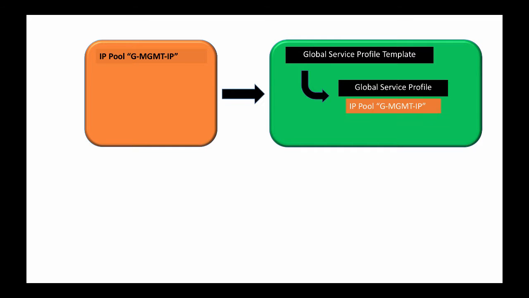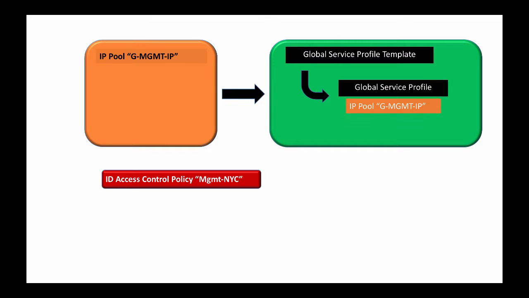I'm going to use a PowerPoint here briefly just to demonstrate how to use the ID access control policies. So we have a global service profile template, and part of that template is pointing to, or accessing, an IP pool called gmanagement-IP. Okay, so I spawn a global service profile from the template, and of course, I'm still accessing gmanagement IP.